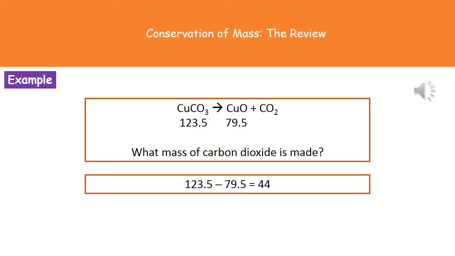We take the mass of our reactant, 123.5, and subtract the mass of the one product we know, which is 79.5. So our calculation, 123.5 minus 79.5, gives us the mass of carbon dioxide, which is 44.